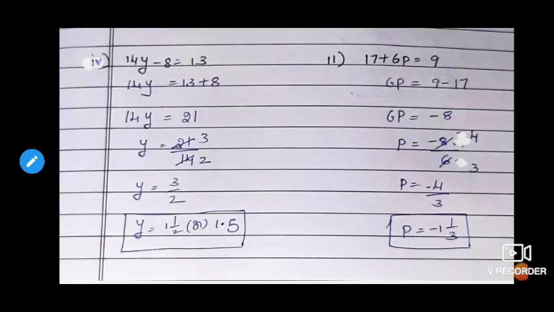Next, 4y minus 8 is equal to 13. Here, children, I am applying the same transposition method only.